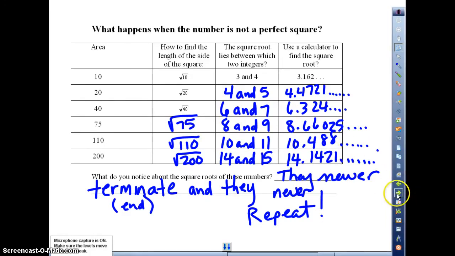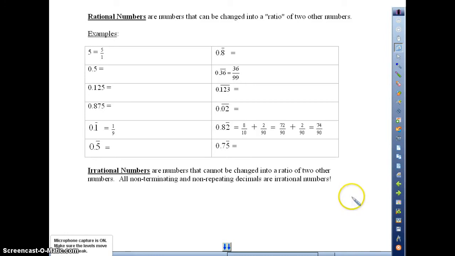Okay, so let's finish this side up. Rational numbers. Rational numbers are numbers that can be changed into the ratio of two other numbers. For example, 5 is a rational number because it's the same as 5 divided by 1. It's a ratio of two other numbers. 0.5 is the same as what fraction? What ratio? Yeah, 1/2. I hope you guys have this one memorized. Carpenters use it all the time.